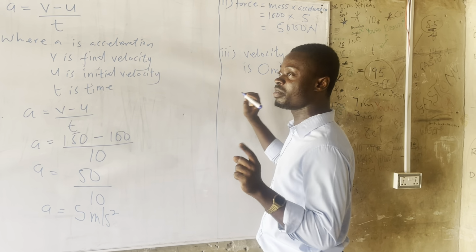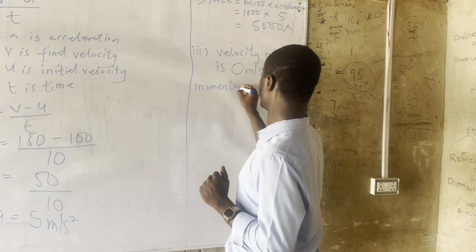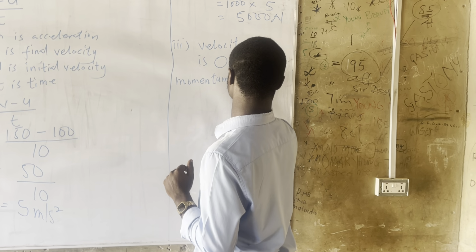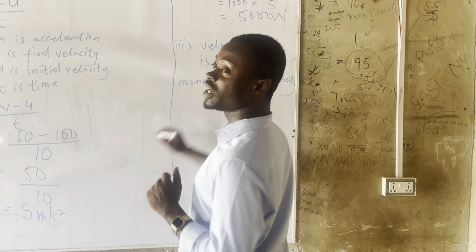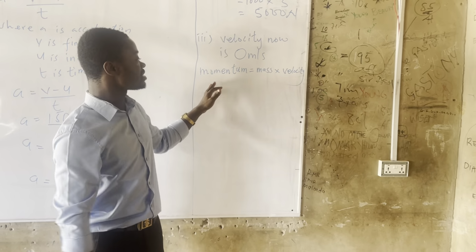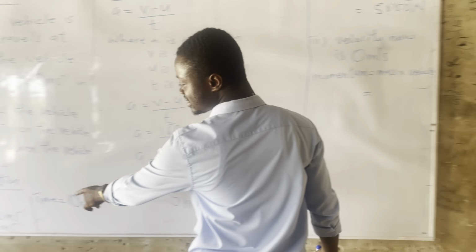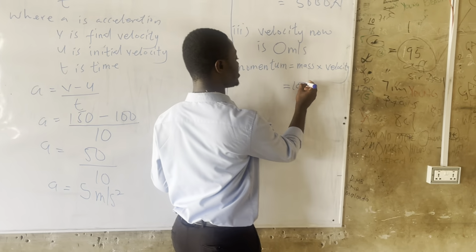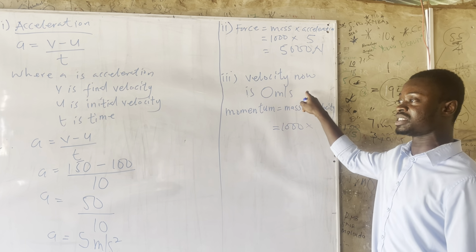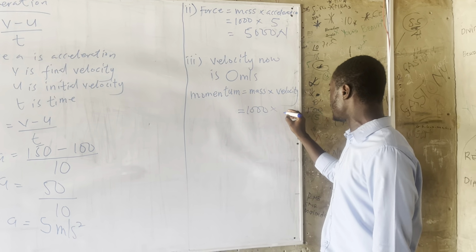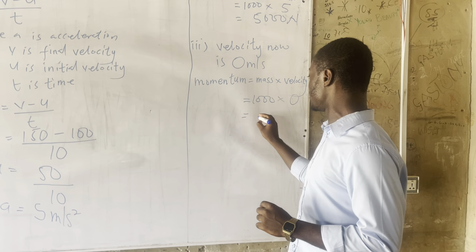Therefore, final momentum, the formula is momentum is equal to mass times velocity. So the formula for final momentum here is mass times velocity. Therefore, this gives us mass from the question. Mass is 1,000 kilograms. So 1,000 times velocity. So now, if the vehicle comes to a stop, the velocity is 0 meters per second. So this will be 1,000 times 0. There we know that any number times 0 gives us what? 0. So the momentum now is 0.